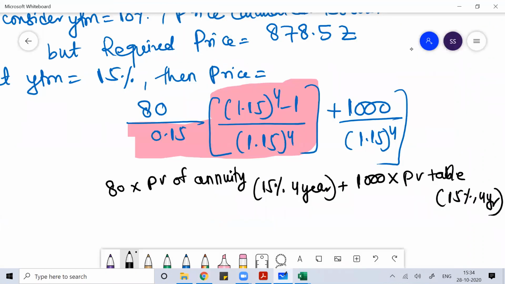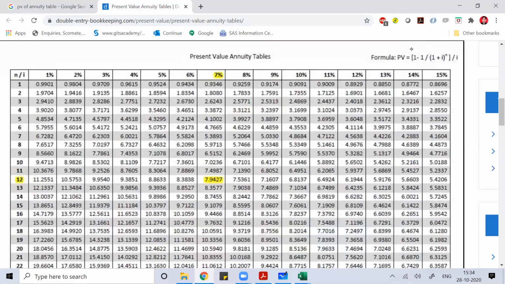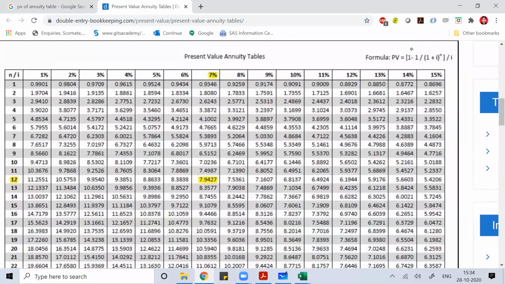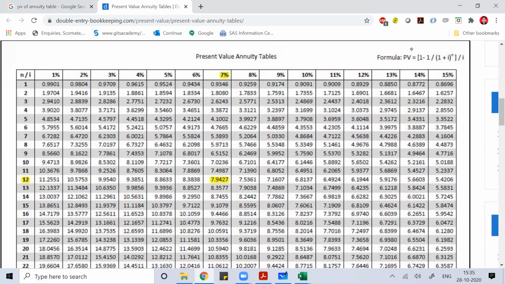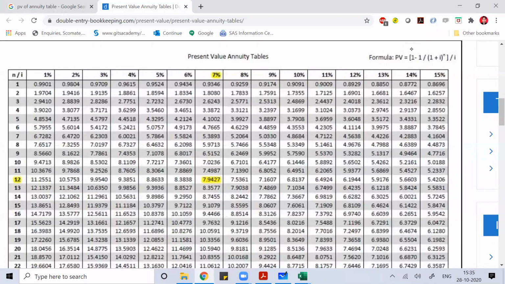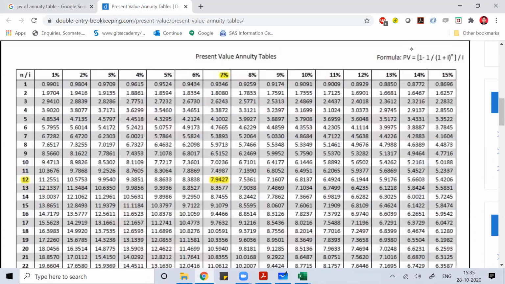So what you'll do here is write directly 80 into 2.855. In case I give you this table, when the sir asks me for a table for you people for the exam, I'll download this table and give it. You need to look, for example, at 7% for 12 years in the yellow color. So 15% for 4 years is 2.855. I hope you can see that part.